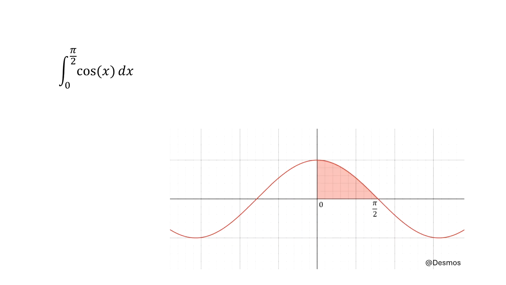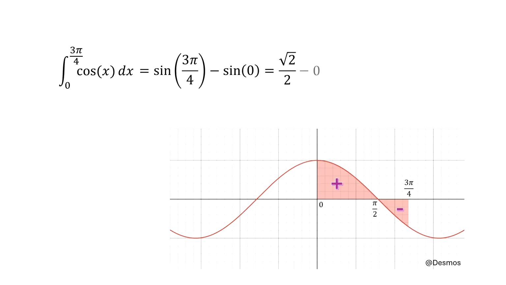What if we want the integral from 0 to 135 degrees? That's the same as from 0 to 3 pi over 4 radians. Notice that from 0 to 90 degrees, the area is positive, and from 90 to 135 degrees, the area is negative because it's below the x-axis. If we just want the net result, we calculate the definite integral directly.